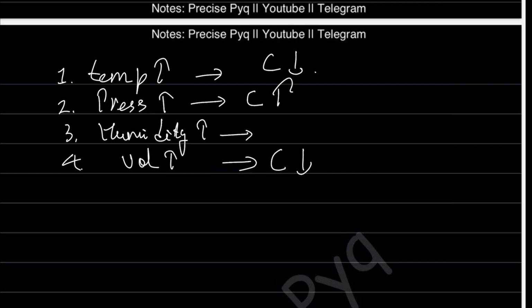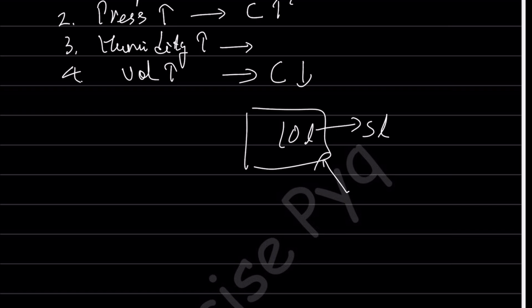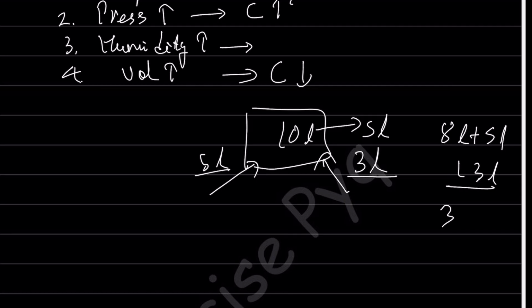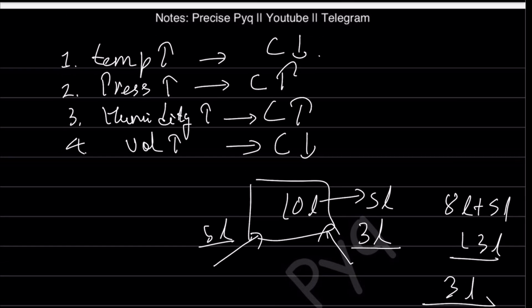Humidity increasing, same story, 10 liters has 5 liters. Humidity increase, more water vapor is added, let's say 3 liters added. Again humidity increase, let's say 5 liters added. So 8 plus 5, 13 liters, which means 3 liters of rain. So as humidity increases, as you add water vapor, the condensation increases. Okay, so that is how condensation behaves with temperature, pressure, volume and humidity. Now let's go to the question.